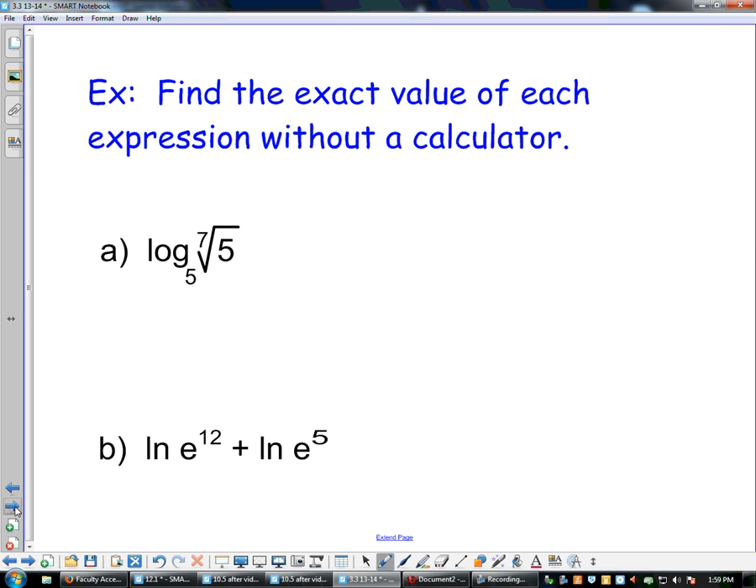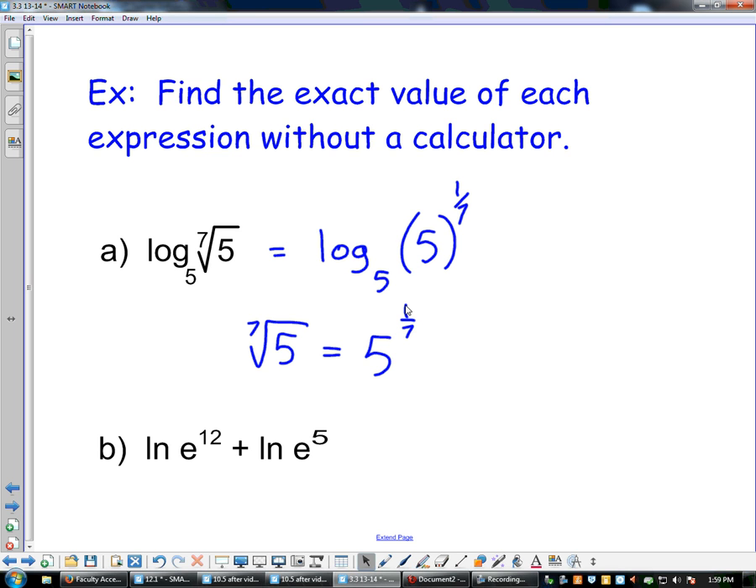All right, let's take a look at these examples. Find the exact value of each expression without a calculator. So if we have log to the base 5 of the 7th root of 5, and we want to evaluate this without a calculator, I want to remind you that the 7th root of 5 is the same as 5 raised to a rational power. Do you know what the rational exponent would be? If it's the 7th root, that would be the same as writing 5 to the 1/7 power. So let's do that first. Log to the base 5 of 5 to the 1/7 power.